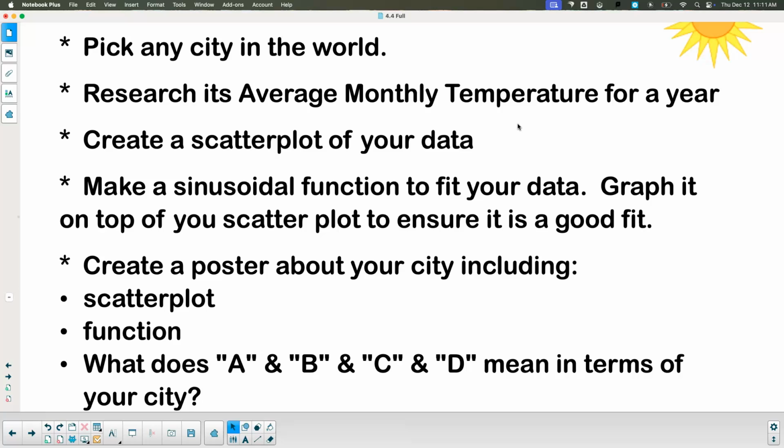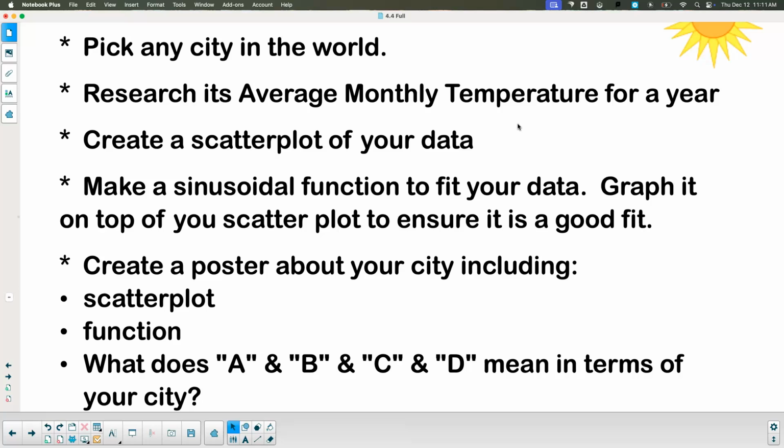And then you're going to make a poster of this. You're going to make a poster that includes your scatter plot, your function, your table, and what A, B, C, and D mean in terms of it.